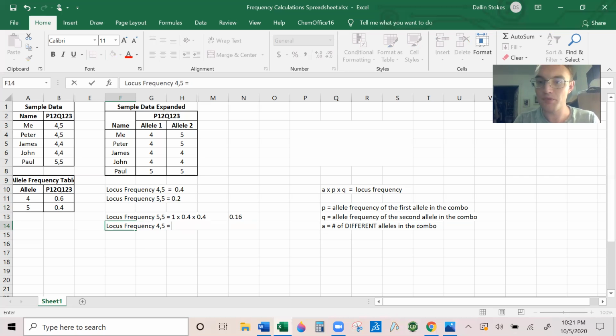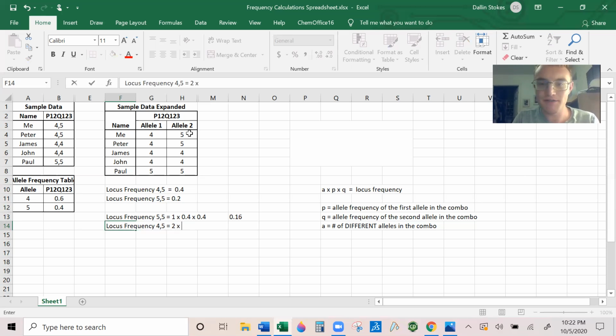what would A be? A is the number of different alleles in the combo. I have 2 different alleles. I have a 4 and a 5. Those are 2 different ones. So A is 2 for my 4-5 combo. Does that make sense? Where Paul, both of his were the same, so A was 1. For me, both of my alleles are different, so A is 2.